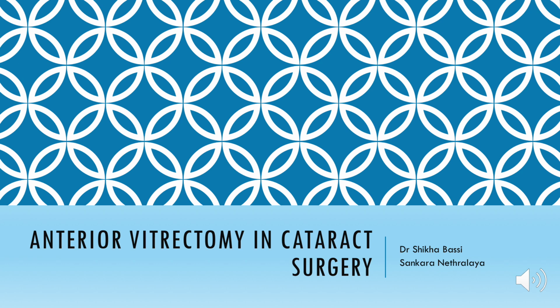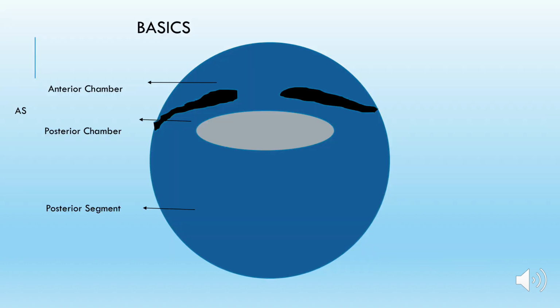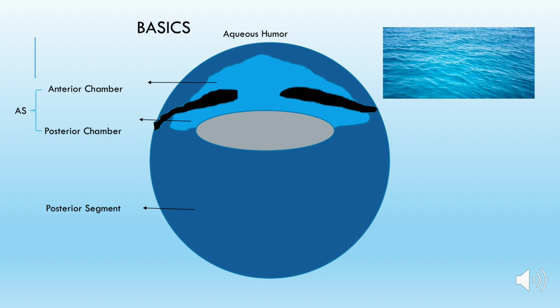Anterior vitrectomy in cataract surgery. So let's begin with the basics. The entire eyeball is divided into the anterior segment and the posterior segment. The anterior segment is filled with aqueous humor, which has a water-like consistency, and it's produced in the posterior chamber of the anterior segment and gets absorbed in the anterior chamber.